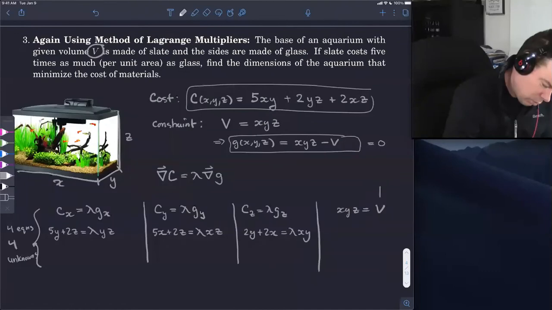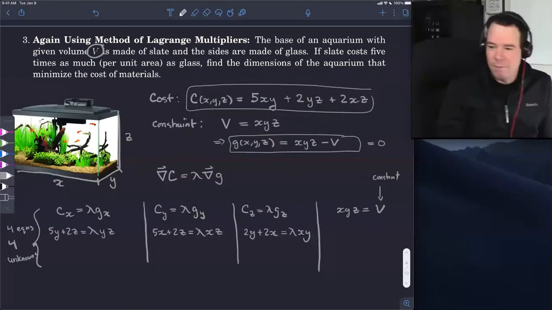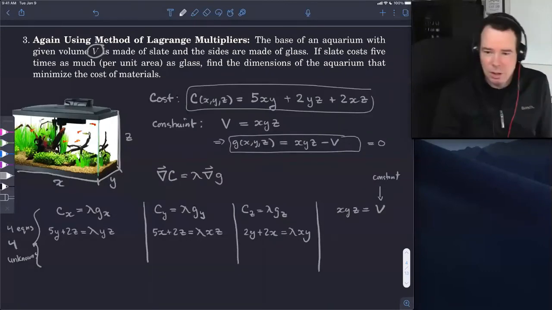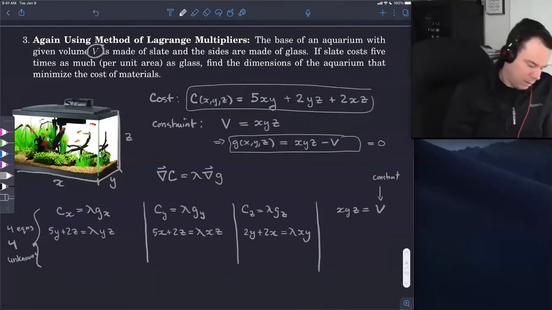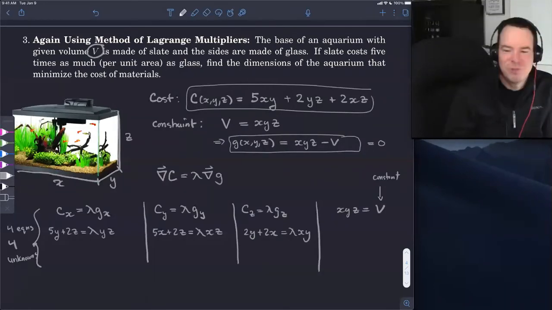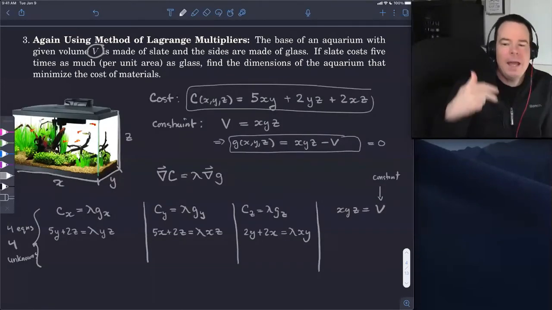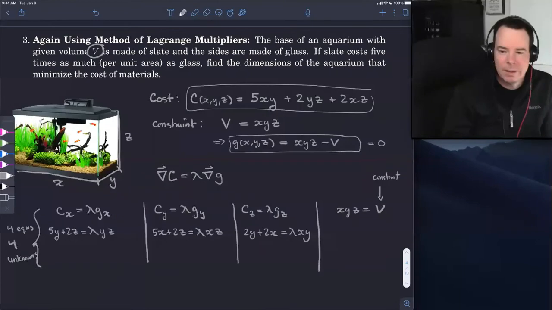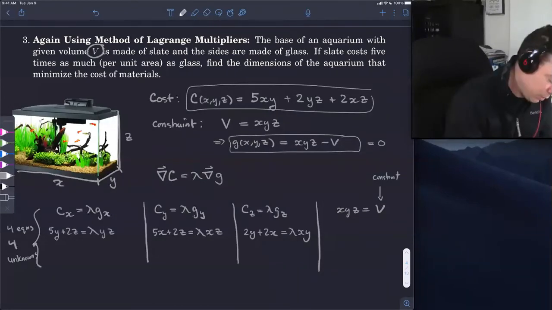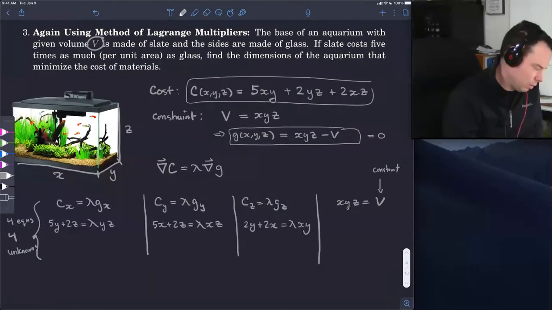And of course, just a reminder, V is a constant. It's not a parameter, it's not a variable, it's not something we're allowing to change. It's the fixed volume that we want our tank to have, whatever that is. So what are our 4 unknowns? The 4 equations are obvious. What are our 4 unknowns? x, y, z, and the Lagrange multiplier lambda. So we want to solve these equations.